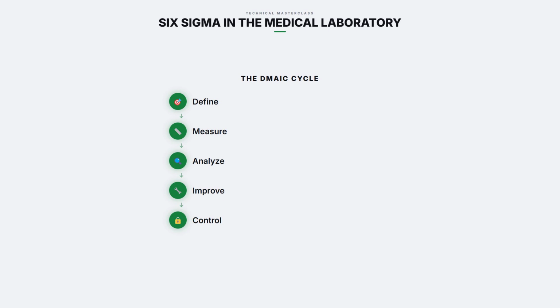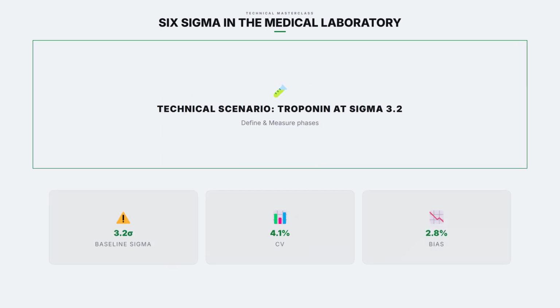Define the problem precisely. Measure current performance honestly. Analyze root cause statistically. Improve the process. Control the gain so it doesn't quietly erode back. Take a technical scenario, not a patient one. A chemistry section's high sensitivity troponin assay sits at sigma 3.2, marginal, below the 4 sigma minimum. Define: reduce false critical delta check flags. Measure baseline sigma, current CV of 4.1%, bias of 2.8% against a T of 20%. That's the starting point for the improvement phases that follow.